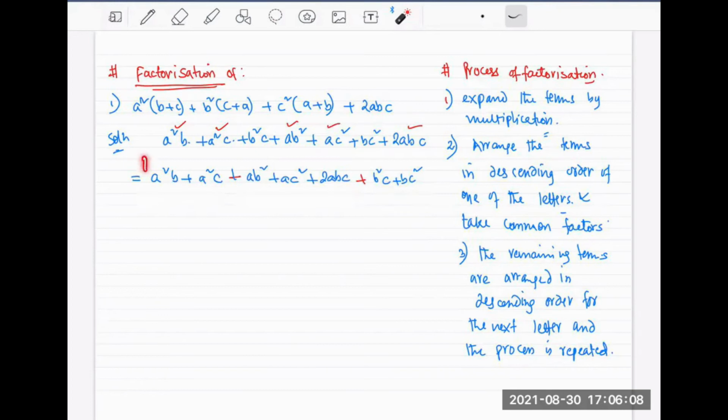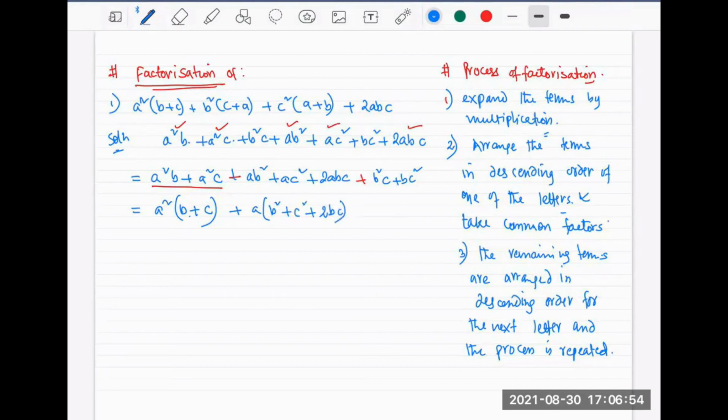From these two, what can be taken as common factor? a square, a square. So a square is taken as common factor. What is remaining? b is remaining in the first term. c is remaining from the second term. What about these three? Look, 1, 2, 3. You have to look very closely. Whatever common factor you can take out, you have to take it out. a is common from the three of them. Plus, a is taken out as common factor. b square is remaining, c square is remaining, twice bc is remaining.